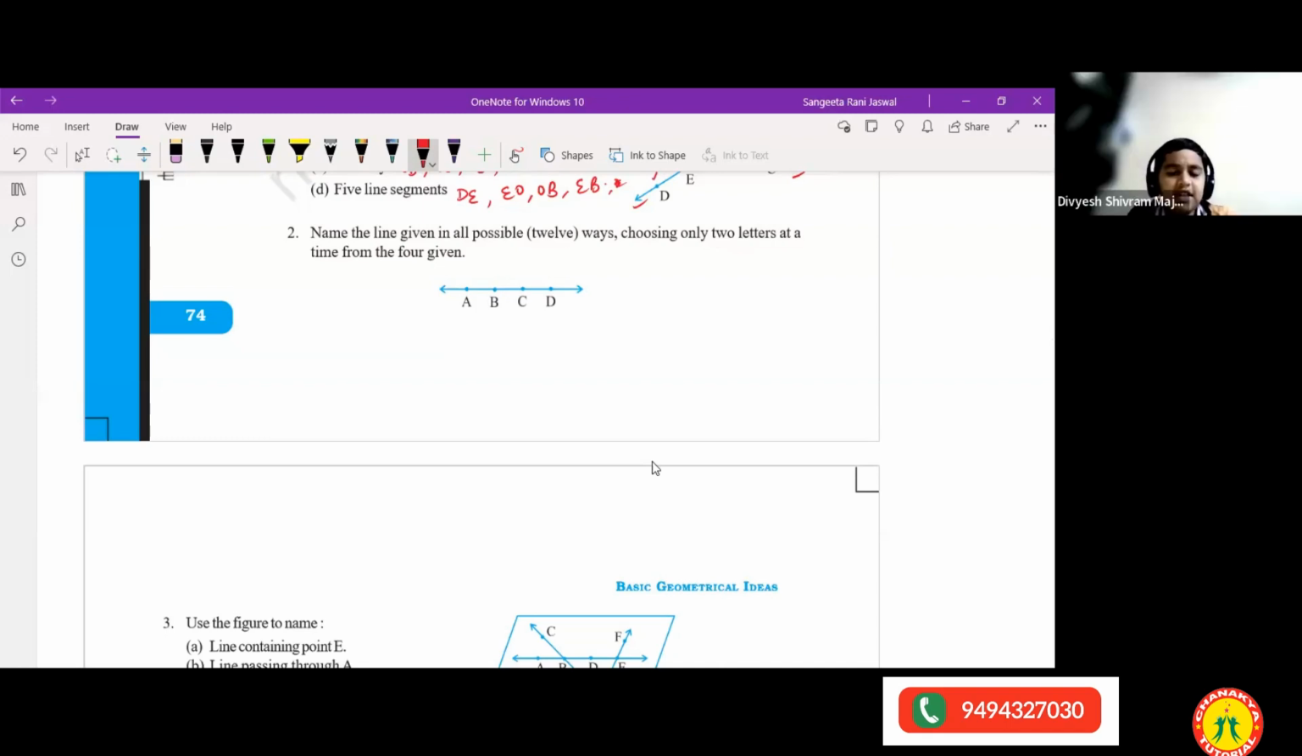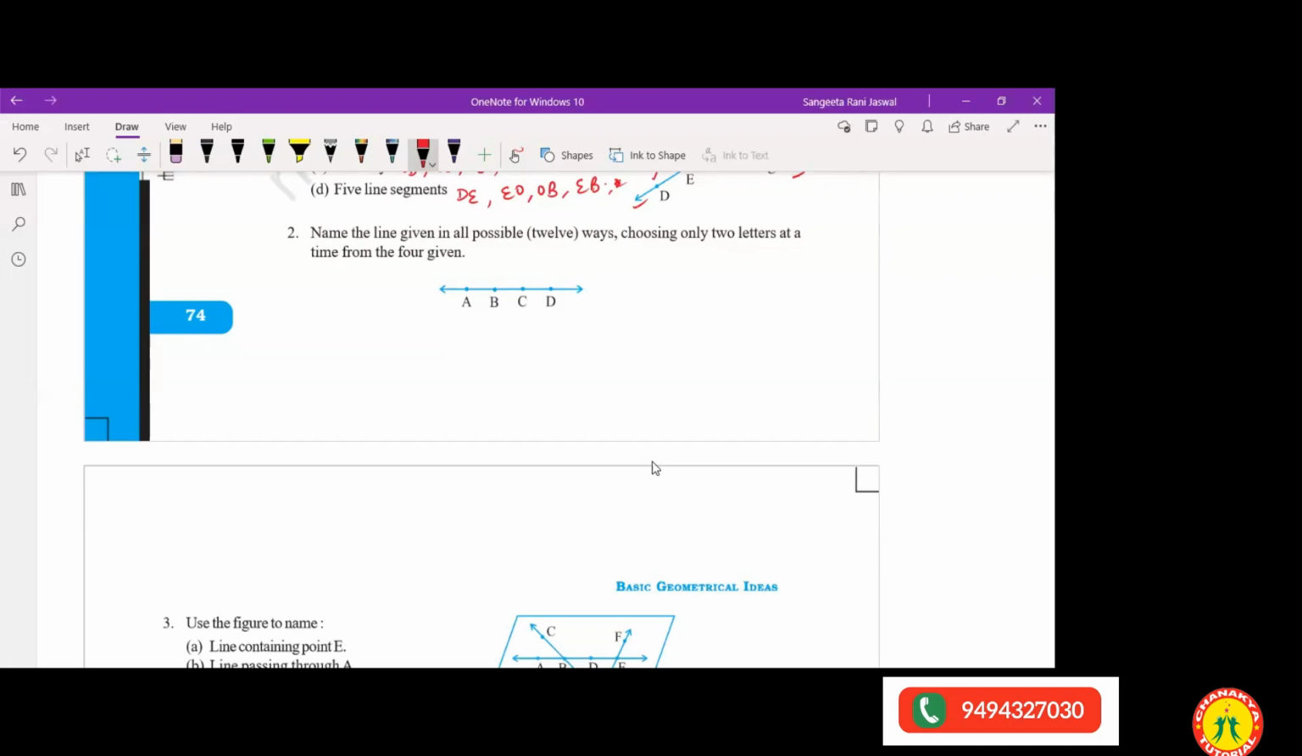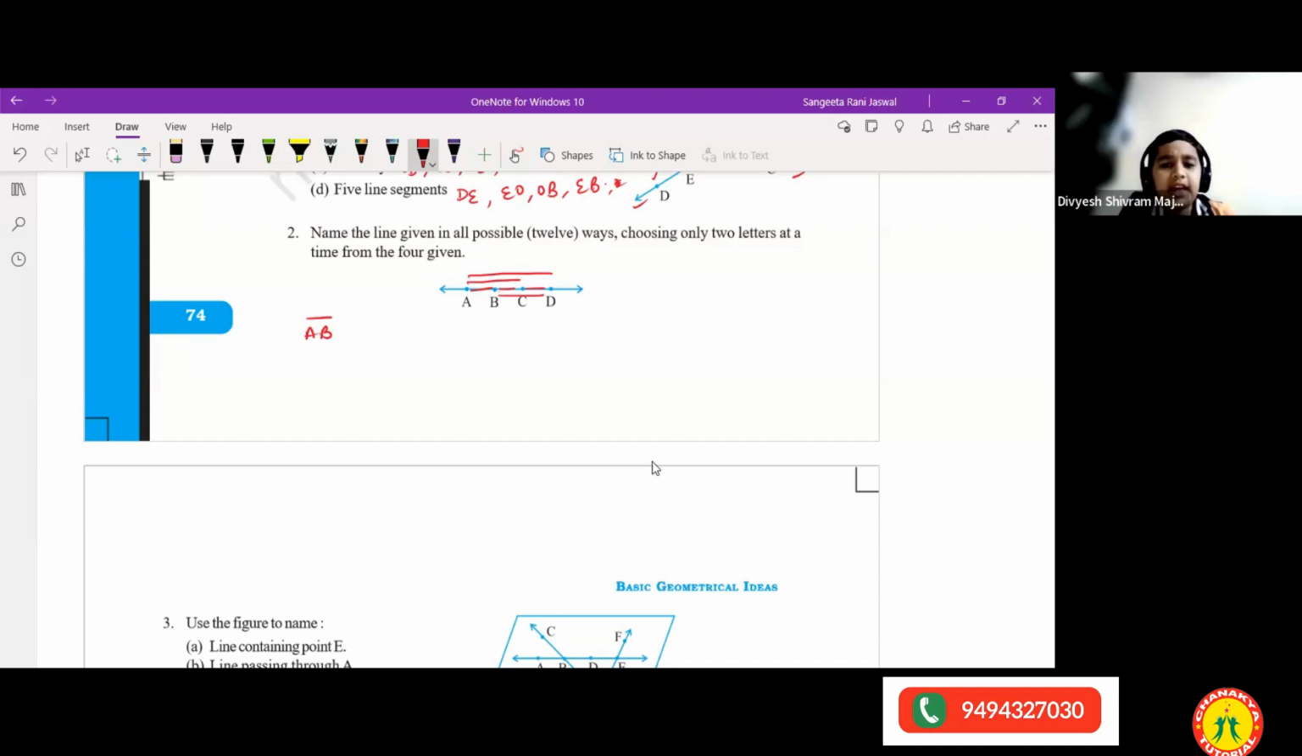Can I say: AB, AC, AD, BC, BD, and CD? And then CA, CB, CD, and there will be DA, DB, DC. Yes. So just make line segments A to B, then B to C, then C to D, then A to C, then A to D, then you can have B to D. AB, AC, AD, BC, BD, and CD.